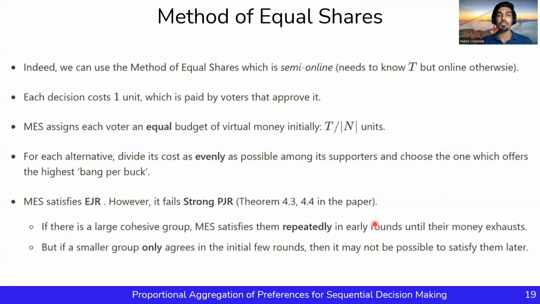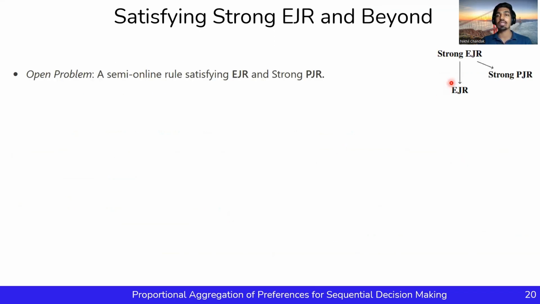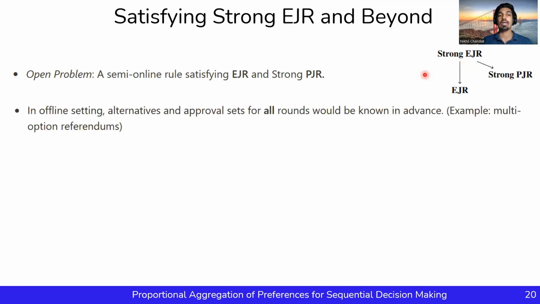We have been unable to find a semi-online rule satisfying both EGR and strong PGR, so we leave it as an open problem for future work. Now it seems even more difficult to satisfy strong EGR in a semi-online format. So it makes us wonder whether it is possible to satisfy strong EGR in offline settings, where alternatives and approval sets from all the rounds would be known in advance, an example of which is multi-option referendums in practice.